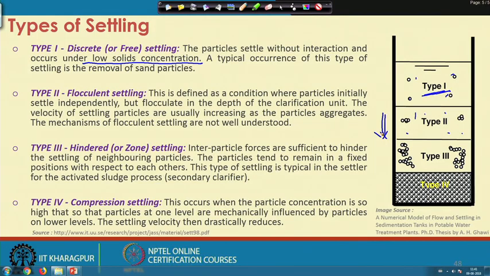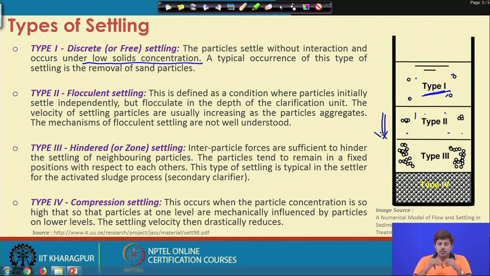Then there is another type of settling which is called type 3 settling, also called hindered or zone settling. In this process the different particles settle as a zone, that is why this is also called zone settling. So, what happens, you see in the discrete settling, the particles were settling independently.